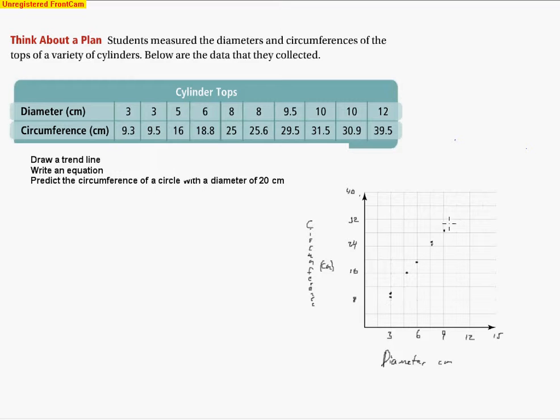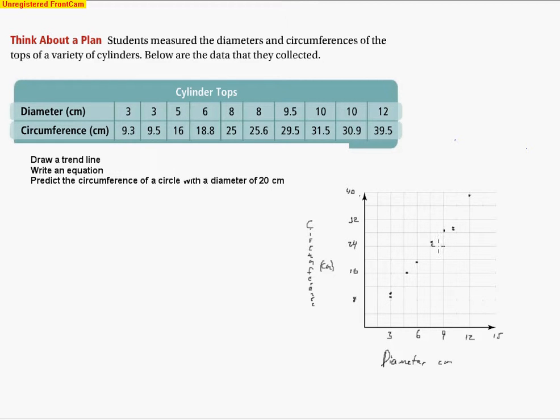And then I have a 10, 31.5, and a 10, 30.9. So that's going to be somewhere in this region here. I'll just put one above the other. And then my last one is 12, 39.5. So somewhere up in this region here.